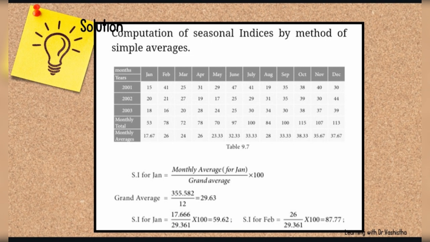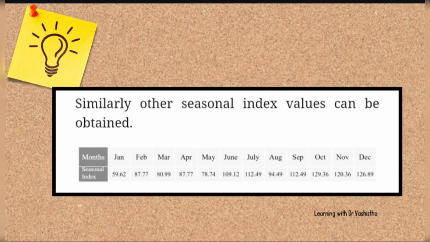The seasonal index for January is 17.666 upon 29.361 multiplied by 100, where 17.666 is the monthly average for January upon the grand average multiplied by 100. That comes out to be 59.62. Similarly for other months, we can calculate the seasonal index for each month. The values are given here in the table just for an example.